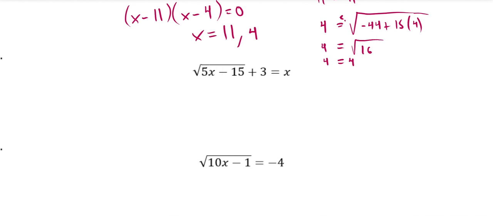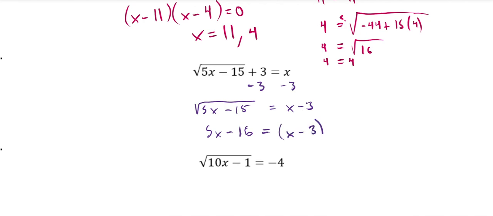We proceed in a similar fashion with the next problem. We want to take the square root and get rid of it by squaring, but first we need to isolate it, which requires us to subtract 3 to the other side. This is going to give me square root of 5x minus 15 is equal to x minus 3. Now, squaring both sides, we'll have to square x minus 3. This will give us 5x minus 15 is equal to x minus 3 squared.